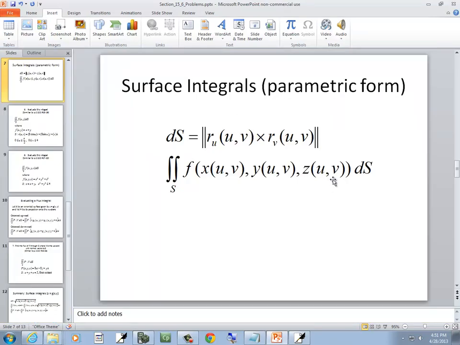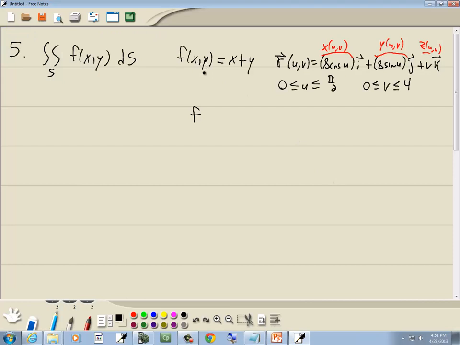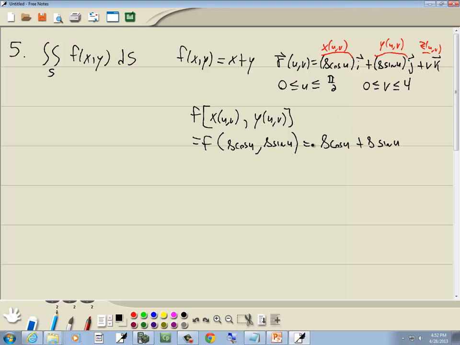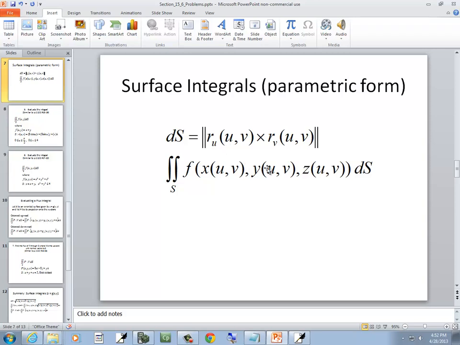And I got z of u,v here, but we just got x and y. So, instead of x, I'm going to plug in x of u,v, and I'll plug in y of u,v, which is going to be f of, let's see, 8 cosine u, and y will be 8 sine of u. So I'll replace the x with 8 cosine of u, and I'll replace the y with 8 sine of u. So that's our function. Now that's all we need right there.